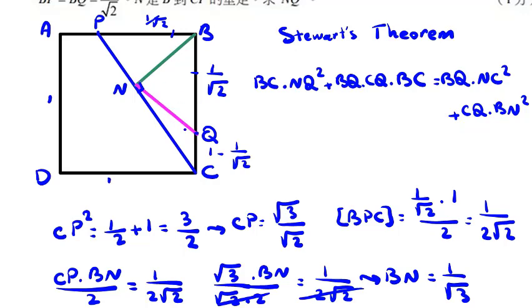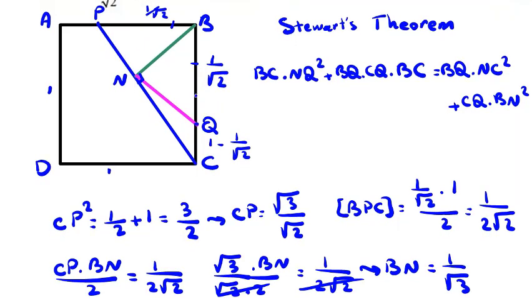If we want to find CN, here CB is 1. Again, if we use the Pythagorean theorem, let me write CN squared is 1 minus BN squared, which will be 1 minus 1 over 3, which equals 2 over 3.